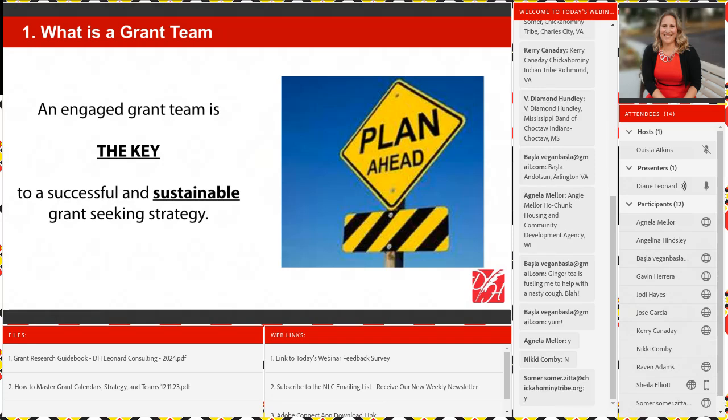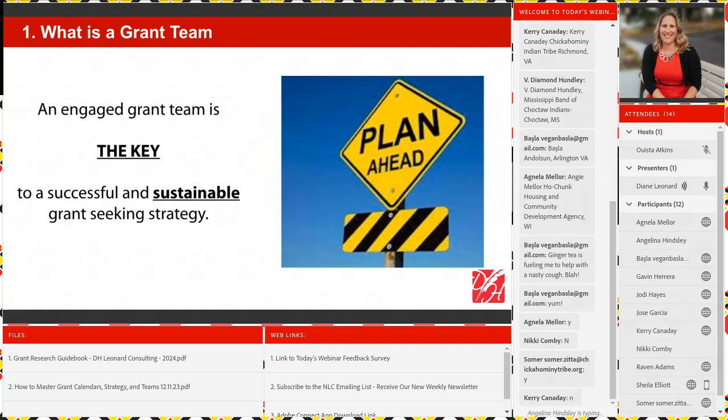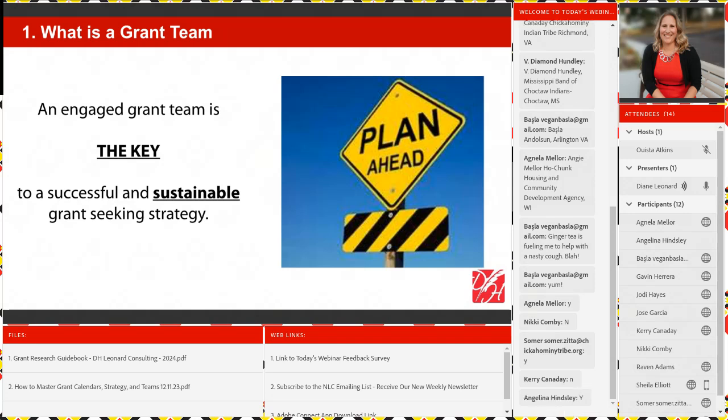Our grant teams, as I mentioned, and part of why I highlight that each of our clients in our team here with DH Leonard Consulting, each of our clients have a slightly different approach to what a grant team is. There is not a one size fits all way that this gets implemented. They are very unique to what the organizational culture looks like, the organizational structure that you might see on an organizational chart, the reporting structure to a senior leadership group.